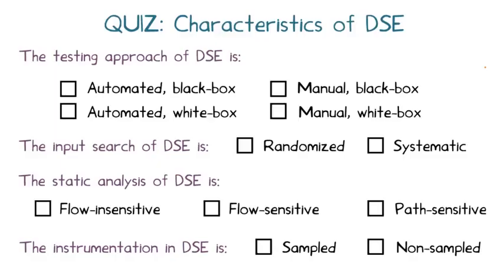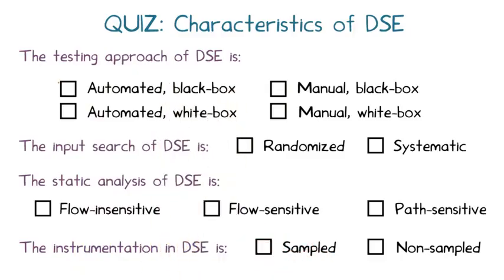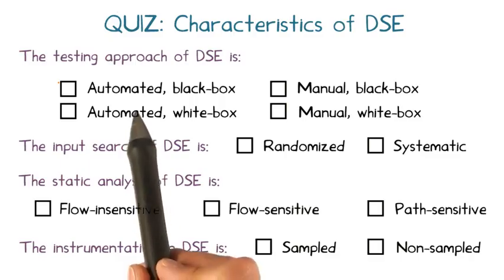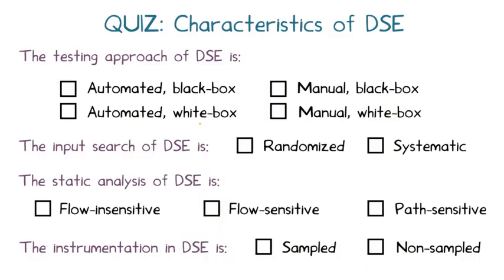Now that you have seen how DSE works, take some time to synthesize what you have learned by answering these questions about the characteristics of DSE. Choose the best answer for each question. As you answer, compare and contrast your answers with the characteristics of previous types of analyses. The testing approach of DSE is best described as which of the following: automated black box, manual black box, automated white box, or manual white box.